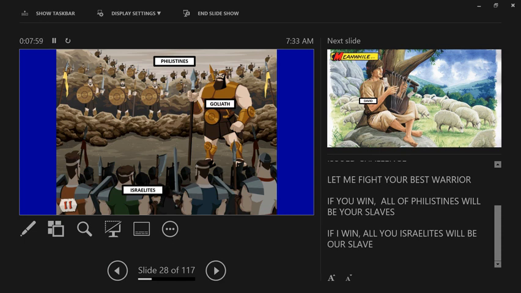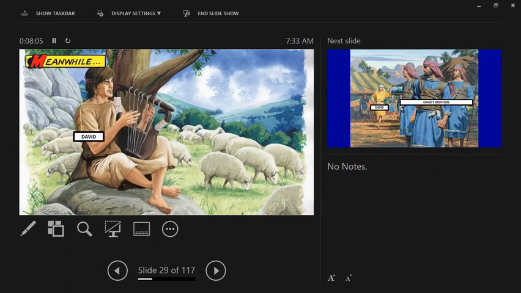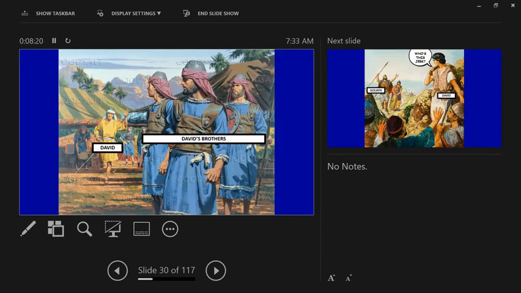But no single soldier takes Goliath up on his challenge. Meanwhile, far away, there is David, who is a shepherd, and he is tending his sheep. And he is instructed by his father to go check on his brothers. So he goes to the battle, or to the front line of the battle, and he checks on his brothers.